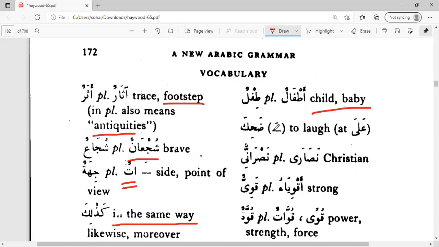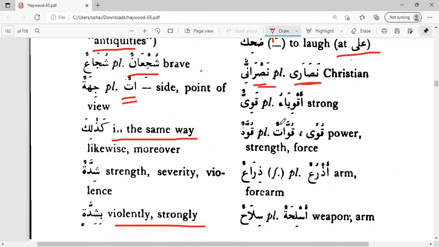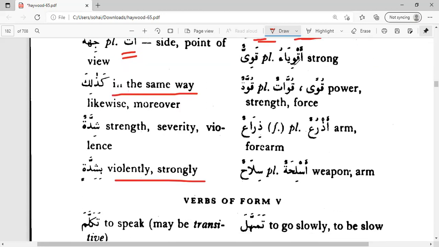Dahika, yadhaku means to laugh. Yeah, it gives you here the meaning: to laugh. Ala means at somebody. If you use ala, dahiktu alayka means I laughed at you, for example. Nasraniyun means Christian. The broken plural is Nasara, Christians. Qawiyun means strong. Aqwiya'u is the broken plural.